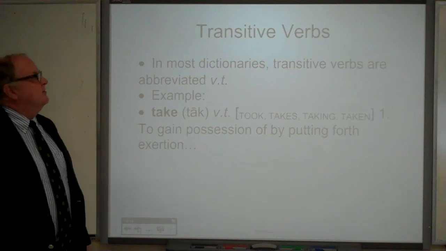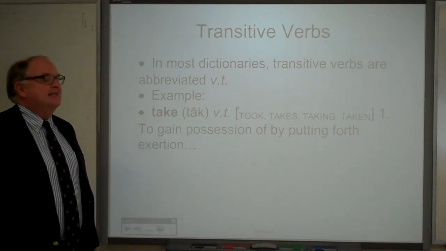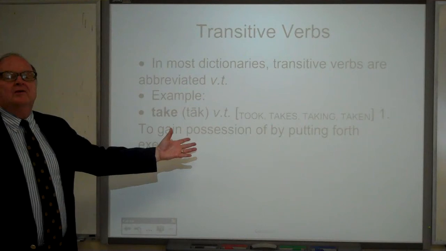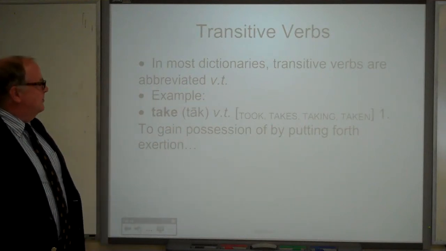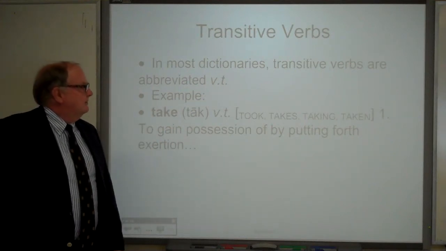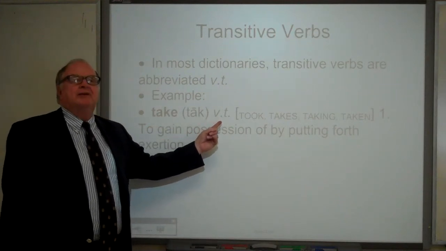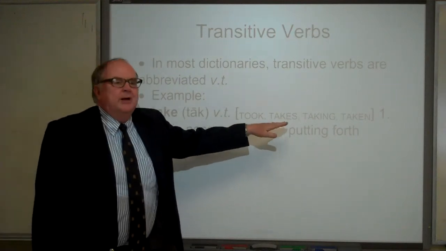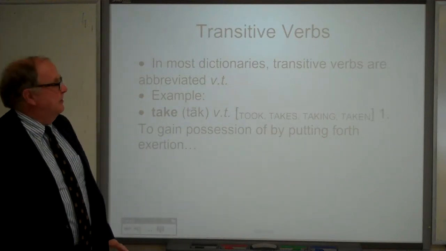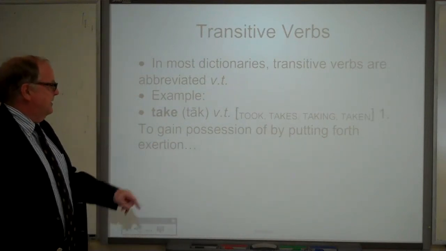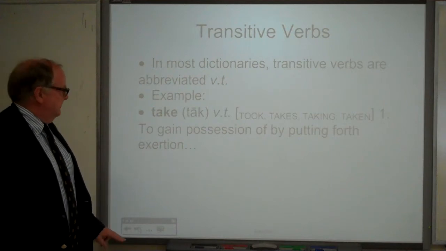In most dictionaries, transitive verbs are abbreviated VT. Here is an example from one of the dictionaries we use in school. From take, we have the word, tell how it's pronounced, then the abbreviation VT, followed by the principal parts of the verb, how we conjugate the verb, and then followed by the definition.